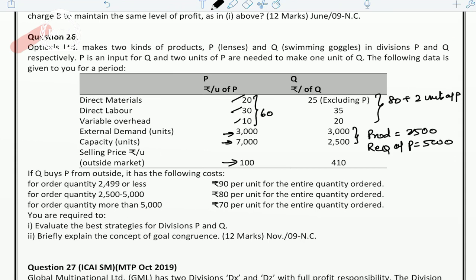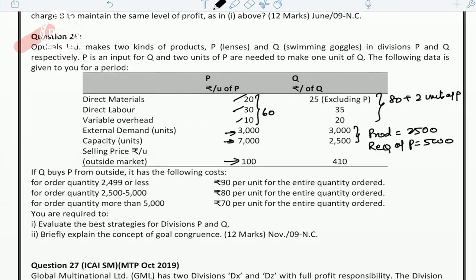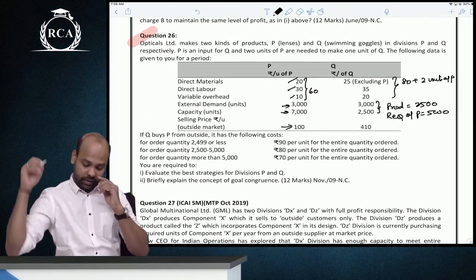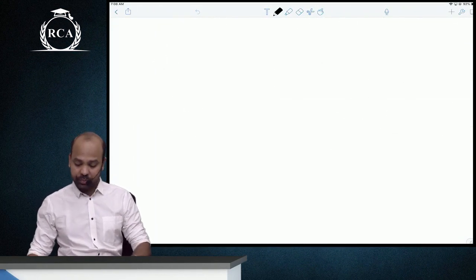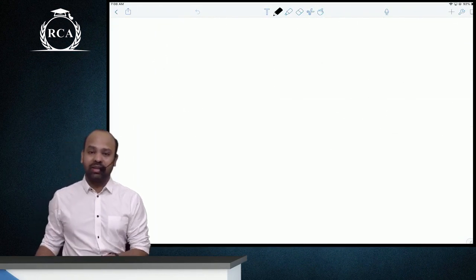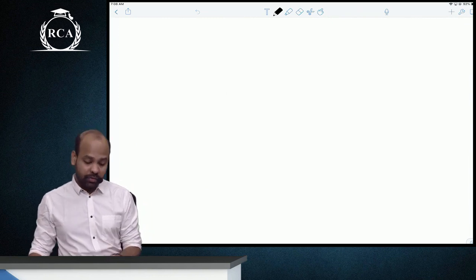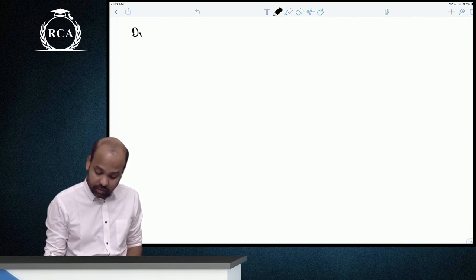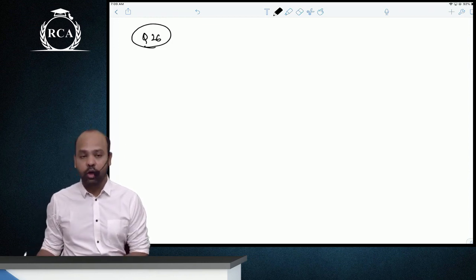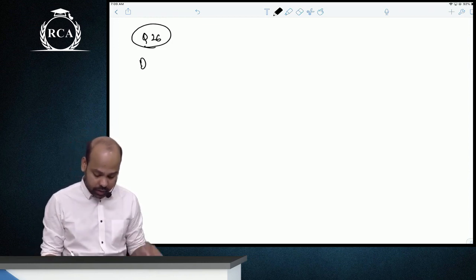Did you all read the question? Yes, sir, we did. Now let us see what we are supposed to do. Best strategies for divisions P and Q. First, there's nothing much that we can do for division Q, because we will assume that his maximum requirement he is going to procure from the outside market. That itself would be the price that he is willing to pay, and that is the price he is willing to pay to division P as well.